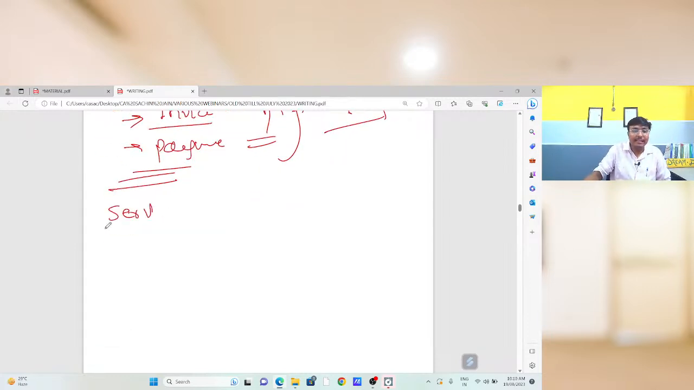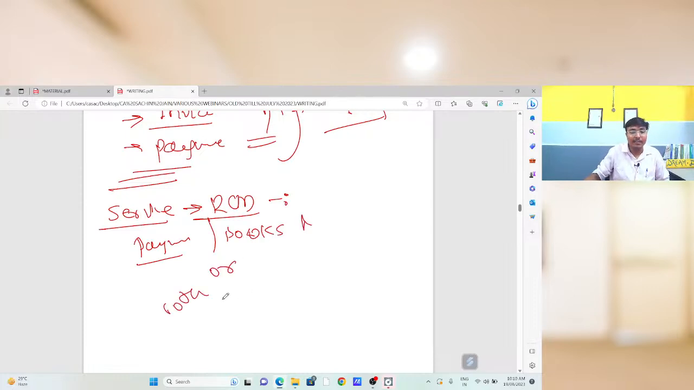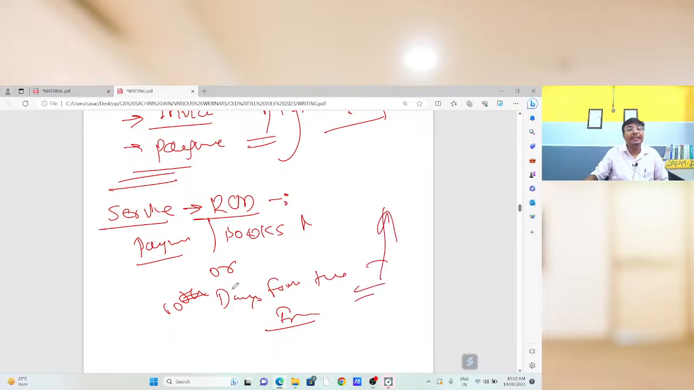Supply of services under reverse charge mechanism. In that case, what will be the time of supply? In that case, payment or entry in the books of accounts, whichever is earlier, and 60 days from the issue of invoice, whichever is earlier, will be treated as my time of supply.